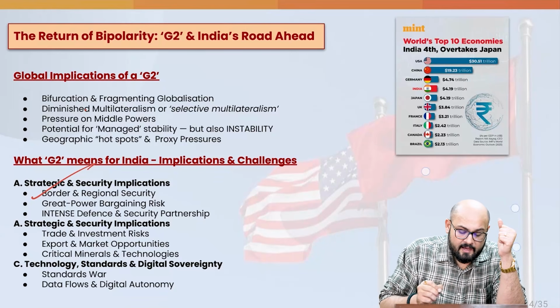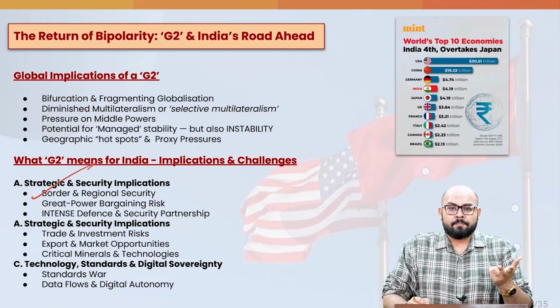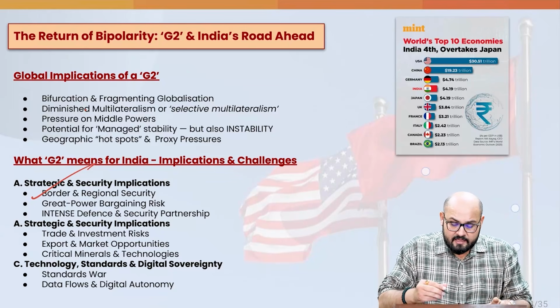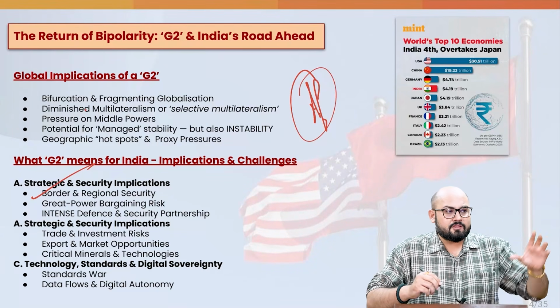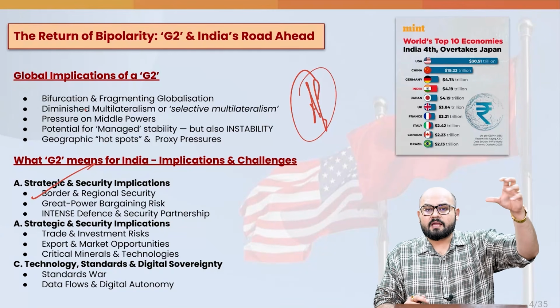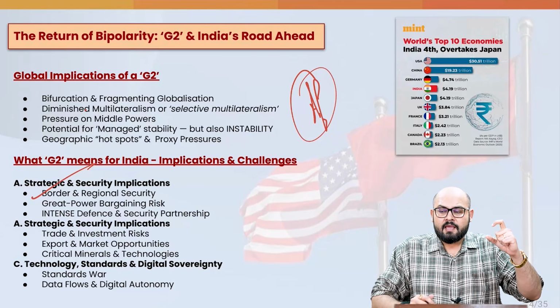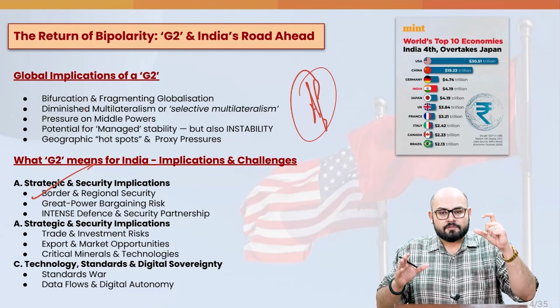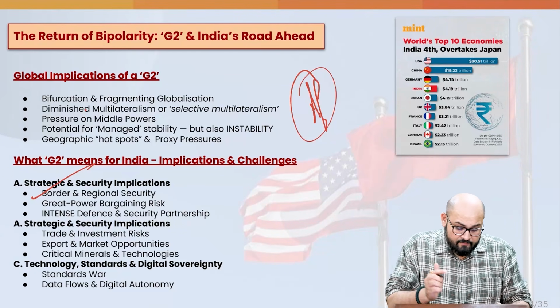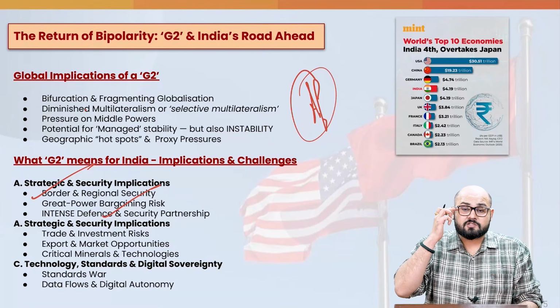Next is great power bargaining risk. So again, the same thing. For the other important issues, let's say what is happening in Afghanistan. Let's say China and the US come together and they decide on Afghanistan. Or let's say they decide with respect to the trade aspect or climate aspect, ignoring the concerns of India. So that would compromise the interests of India. Then we have intense defense and security partnership. Very important to understand.